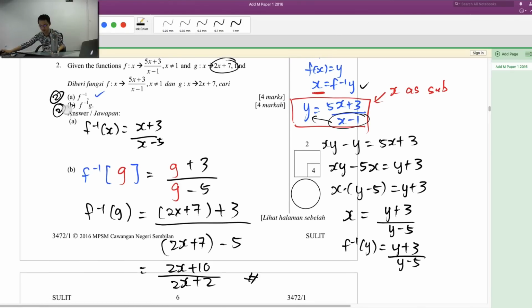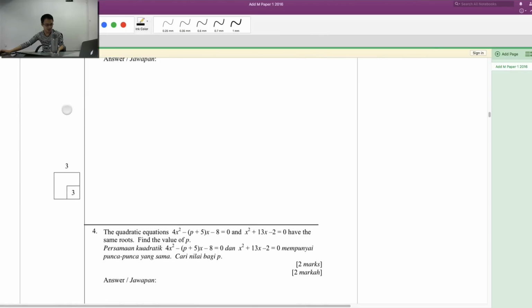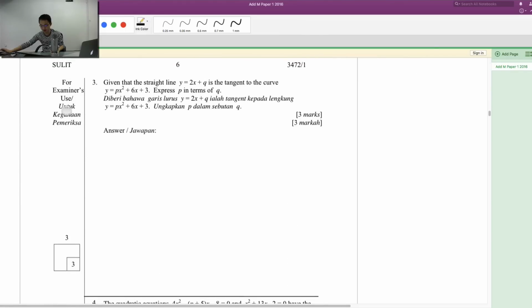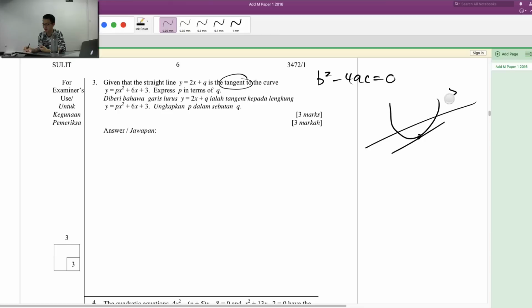This is just a normal function question. Okay, good. Then we go to number 3. Given that the straight line y equals 2x plus q is tangent to the curve. Whenever you see tangent to the curve, b squared minus 4ac equals 0. Tangent means the curve and the straight line touch at one point. So touching one point is equal to 0, right? If they touch two points, it will be bigger than 0; if they touch no point, it will be less than 0. You should already remember this because you are about 60 days from your SPM exam. I hope you remember this.